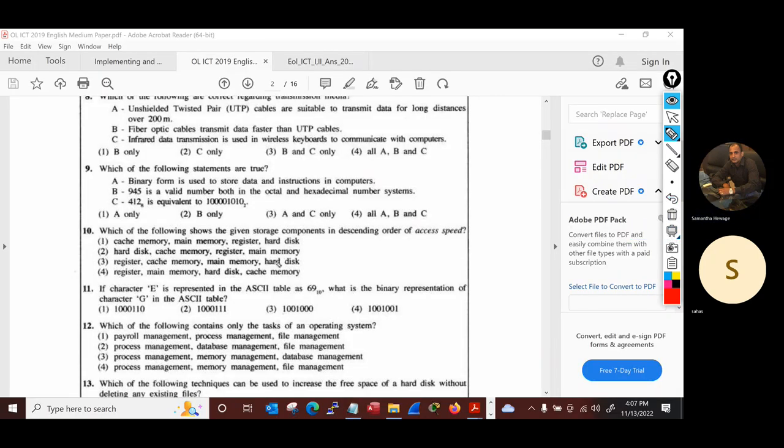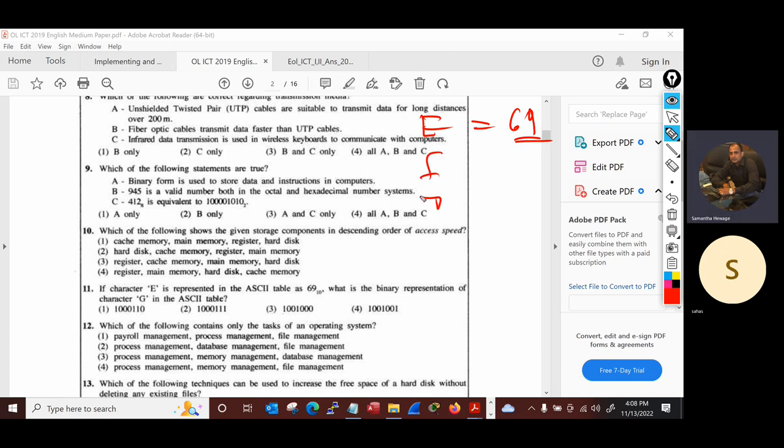So if capital E is represented by 69, then what is character G? It is easy: E, F, G, so G is 71.